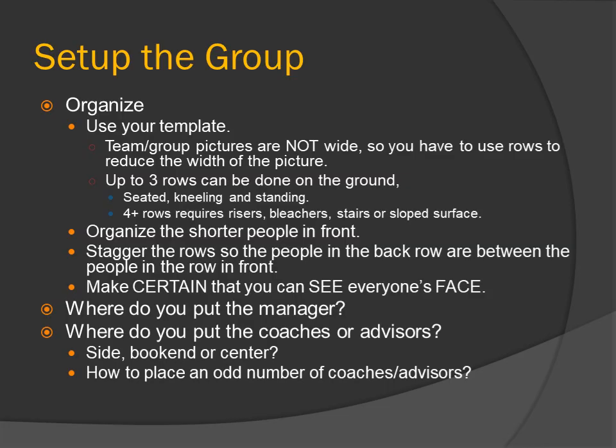Organize the shorter people in front and the taller people as you go back. It doesn't make any sense to put a 6-foot person in front of a 5-foot person. Then your 5-foot person is going to be blocked by the tall person, even if that 6-foot person is kneeling. Stagger the rows so the people in the back rows are between the people in the row in front. That way you can see the people in the next row.